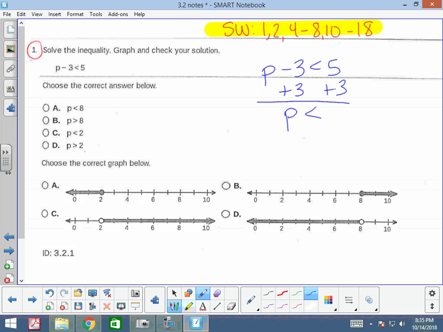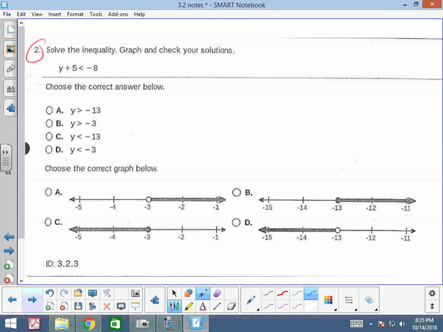Except this time we have P is less than 8. So when we graph it, first let's do our multiple choice. P is less than 8. And then when we graph it, there's not an equal to sign there, so it has to be the hole, the one that's not filled in, and it's going to be going less than the number 8. Okay. Number 2, another inequality.